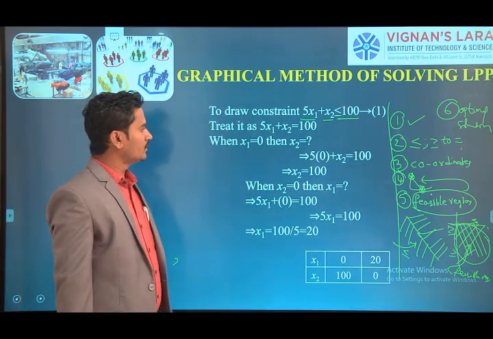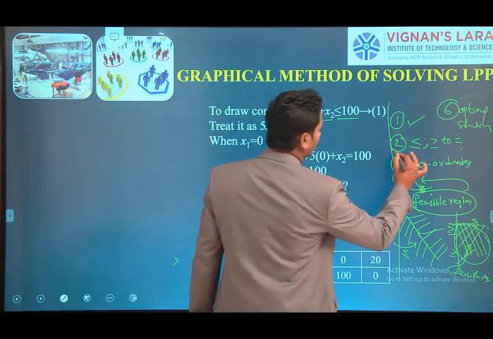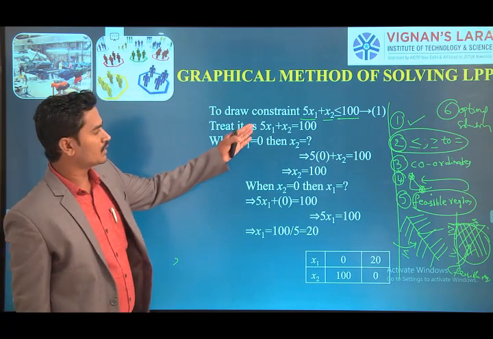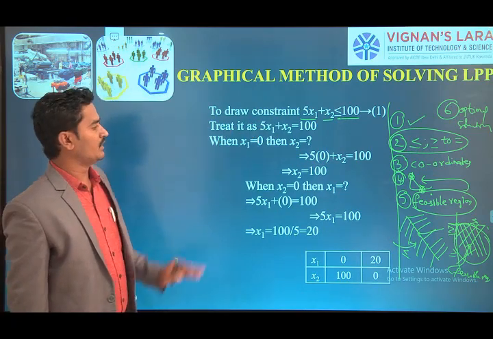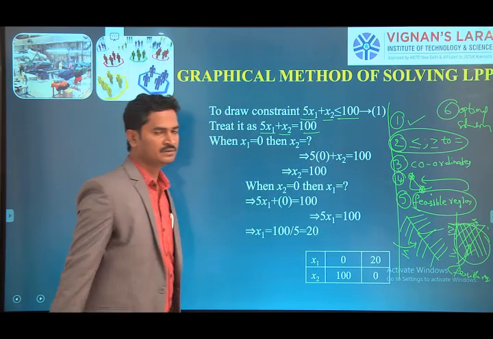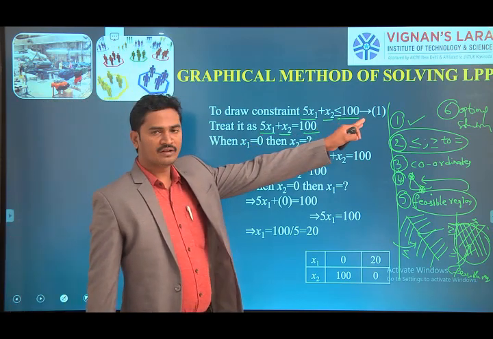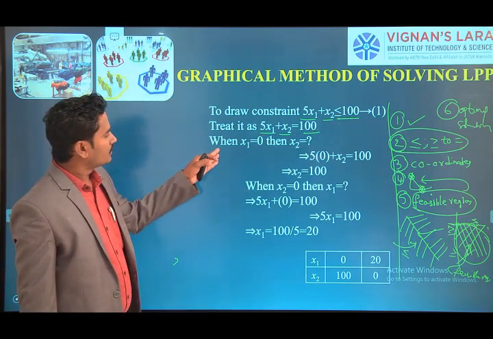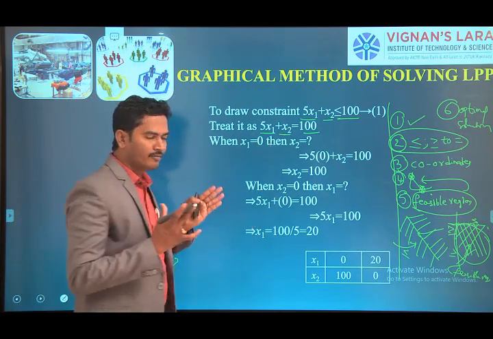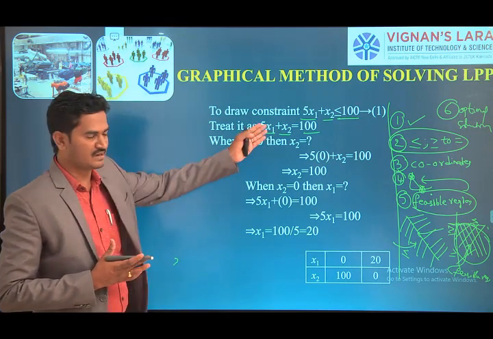Here I am going to convert this inequality into equality. Why are we converting? It is a rule, it is a step for solving a problem in the graphical method. We have to convert the inequalities into equalities. Okay, here I converted: 5x1 plus x2 is equal to 100. And here I give the number, equation 1. From this equation, we are going to find the coordinates, the x1 and x2 values.